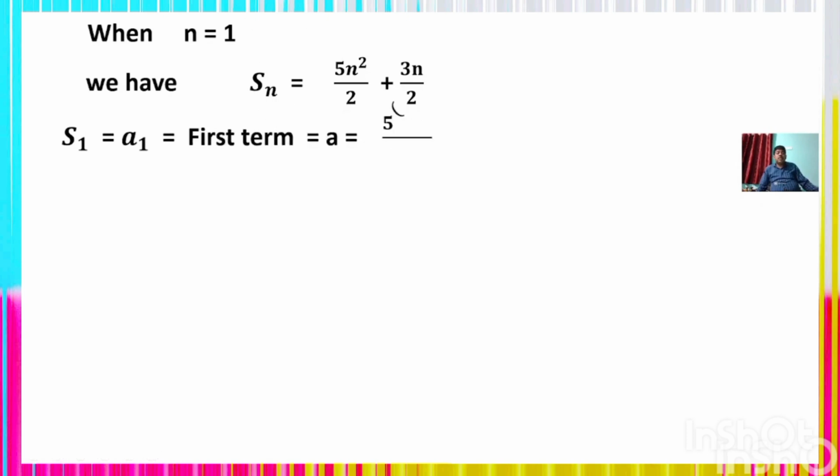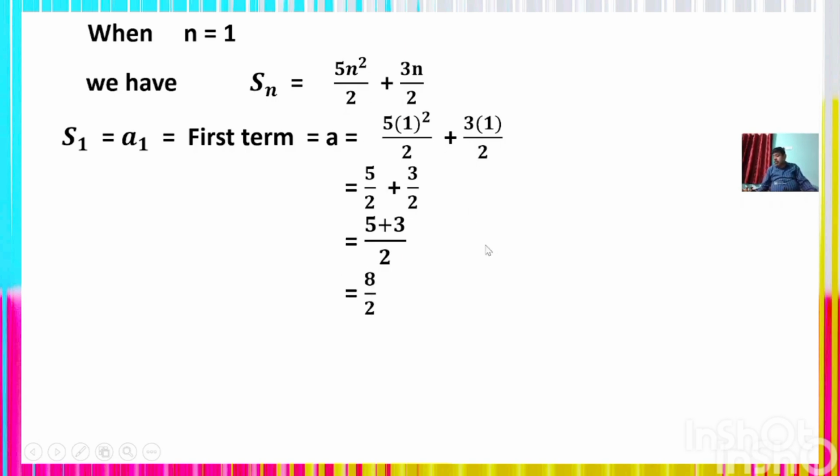So dear students, let us take n equal to 1. When n is equal to 1, by putting the value 1 in the expression Sn is equal to 5n square by 2 plus 3n by 2, we shall get S1, which is the first term, A1. Which is 5 into 1 square by 2 plus 3 into 1 by 2, which is 5 by 2 plus 3 by 2, that is 5 plus 3 by 2, which is 8 by 2. After cancellation, here we can cancel 2 fours are 8, and it will be 4. Thus the first term of the AP, A1, is equal to 4.